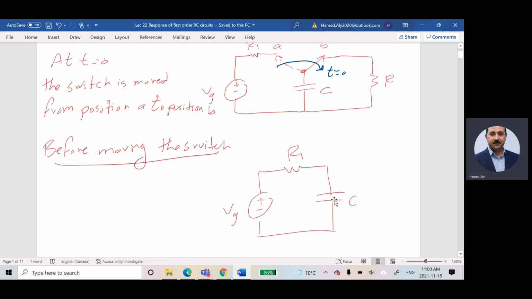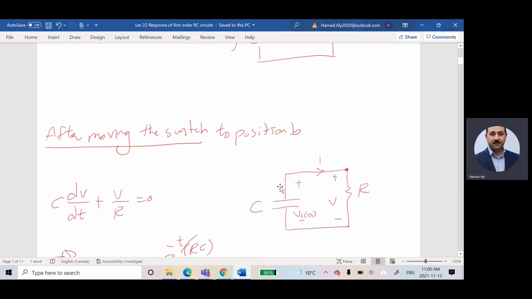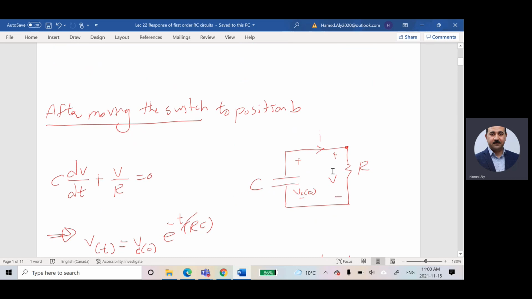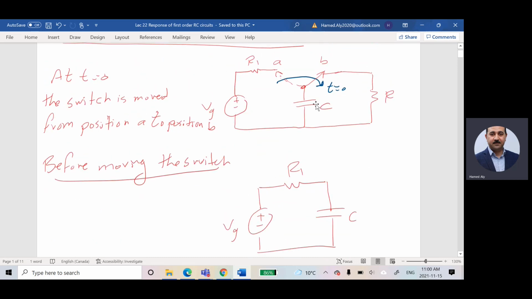The new circuit will look like this. Oh, sorry. This is before moving the switch. So the new circuit will look like this. So before moving the switch, if the switch is here, the circuit will look like that. And this guy is going to be charged. And this guy looks like an open circuit. That's why what's going to happen, the charge across this guy will be VG after a long time.